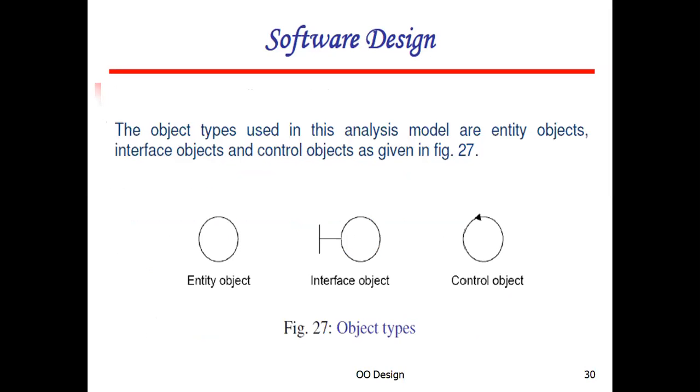First one is the entity object. Second one is the interface object. Third one is the control object. And fourth one is the database object. In the database object, we simply draw an arrow in a circle. So that is called the database object.